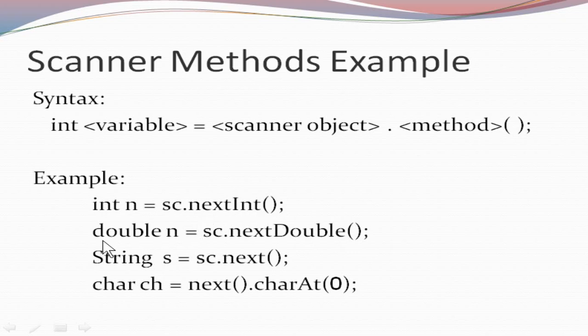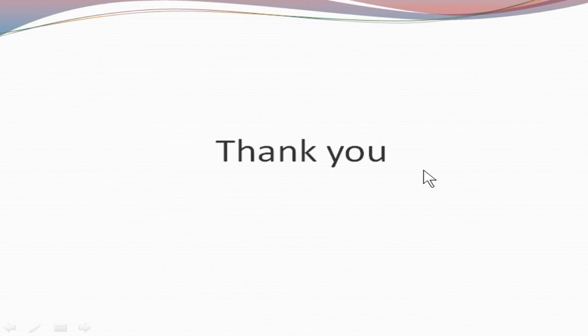For accepting a double value, you should have a double variable, and then an equal to sign, then sc dot next, then capital D, you can see that capital D in Double, and open and close parenthesis. Then for a string, it will start with a capital S, then the variable, then the equal to assignment operator, and then sc dot next. Then for a character, if you want to enter a character, you should have a character variable which will accept it, and then you will have the scanner method. So this is how you are going to accept all the input through scanner objects.